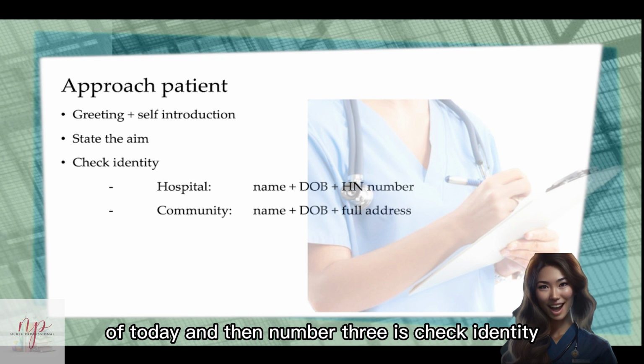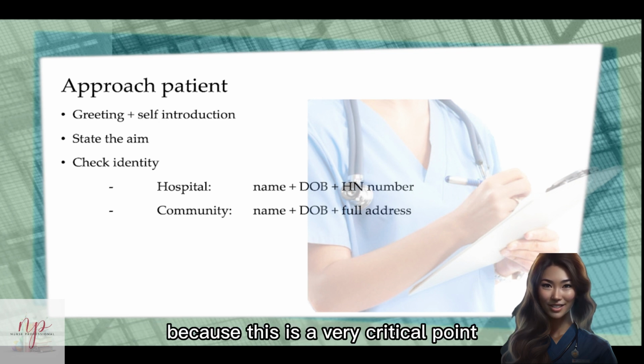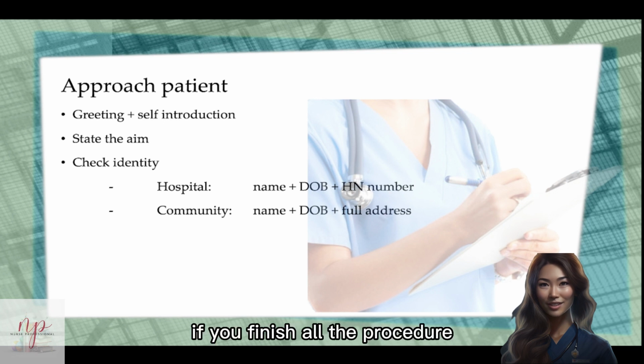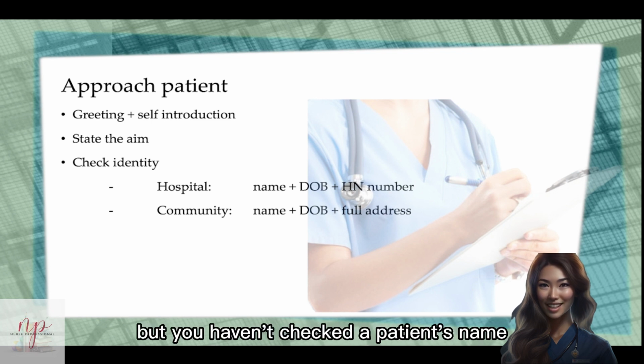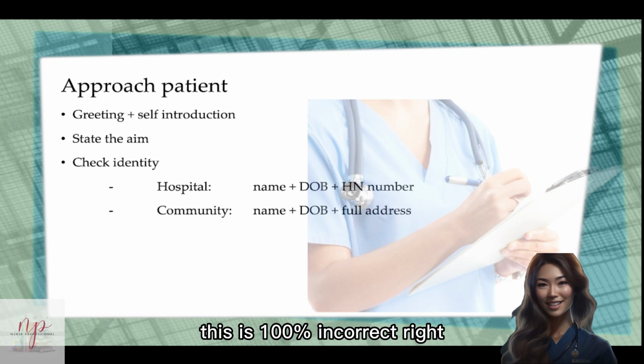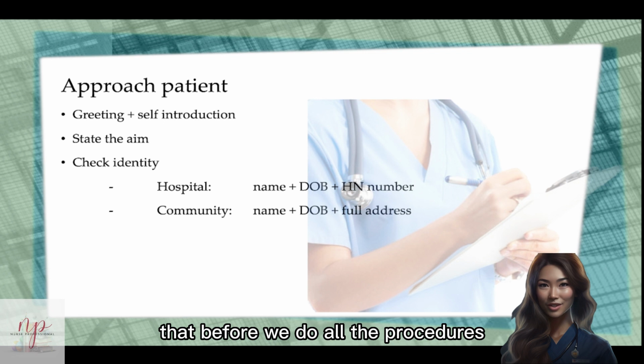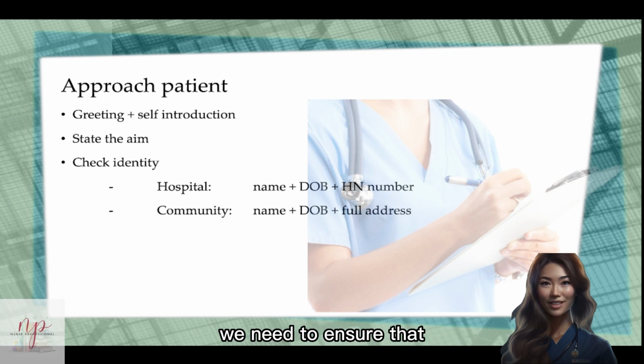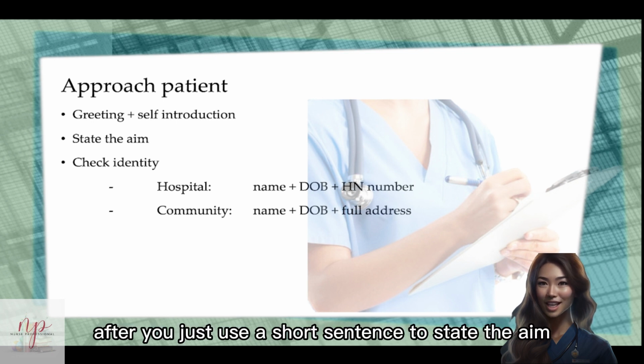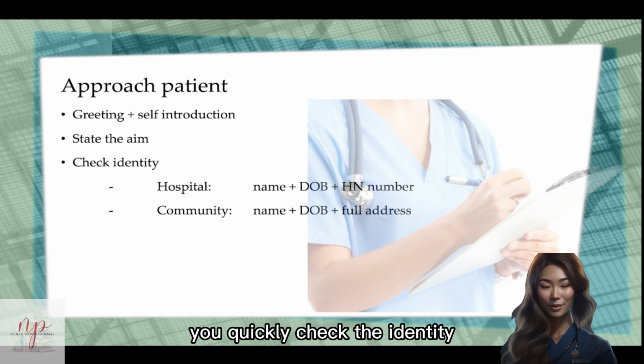And then number 3 is check identity. Because this is a very critical point. If you finish all the procedure but you haven't checked the patient's name, this is 100% incorrect, right? So it is very important that before we do all the procedures, we need to ensure that this is the patient that we want. So after you use a short sentence to state the aim, you quickly check the identity. Don't miss this critical point.